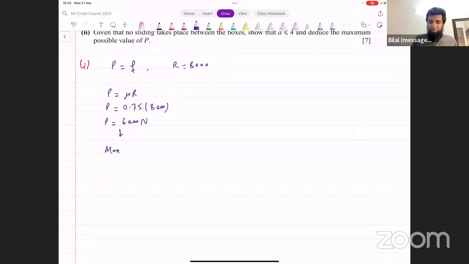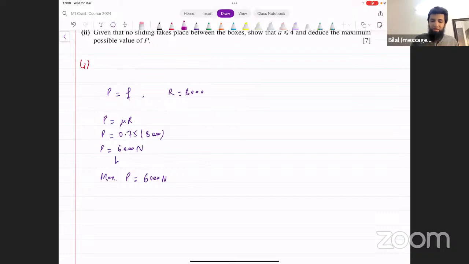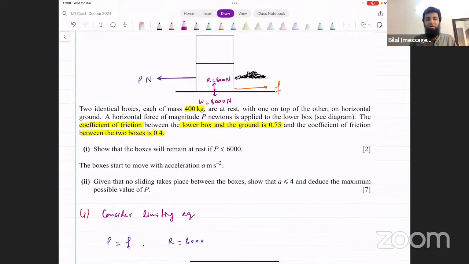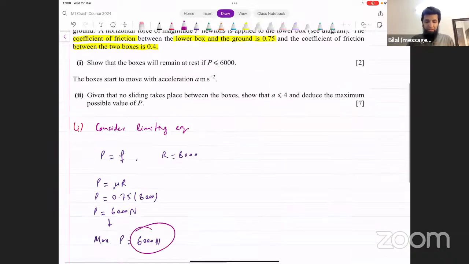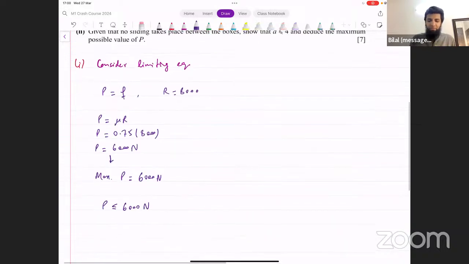This is the maximum possible value of P. Maximum possible value of P for which the blocks will remain in equilibrium. Why? Because we are considering limiting equilibrium. When the equilibrium is at its limit, the object is just about to move towards the left side. If P was slightly bigger than this, the object will start moving. So for that reason, we can say P is supposed to be less than 6,000 Newton. If the maximum value is 6,000, that means P is less than or equal to 6,000 Newton. That's one way of thinking about this.